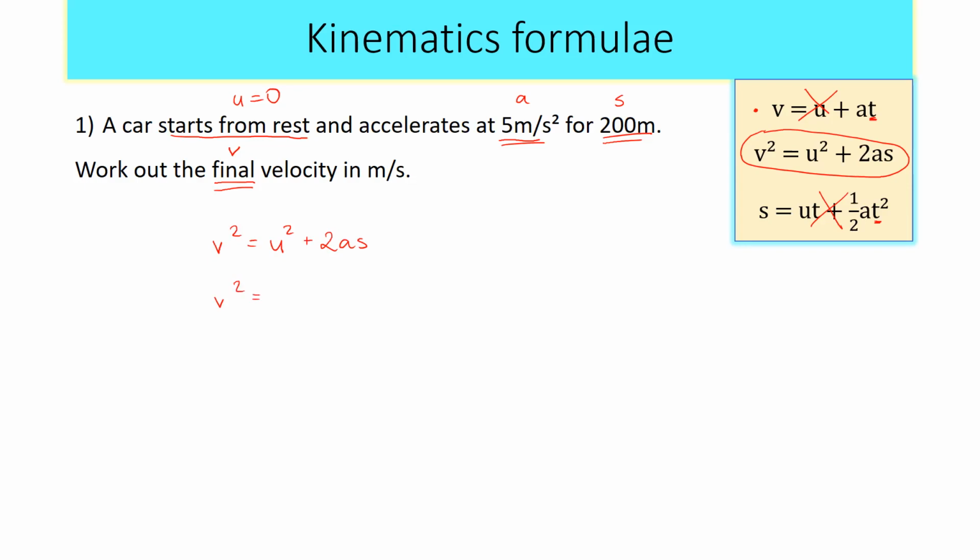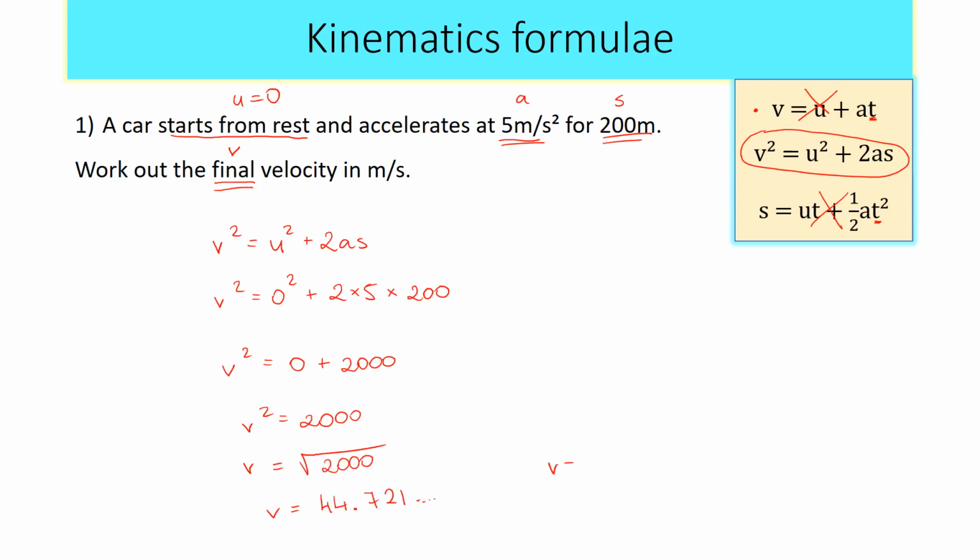Now we substitute the values into our formula. u is equal to 0, so that's 0 squared plus 2 times 5 times 200. v squared equals 0 plus 2000, so v squared equals 2000. Now to find the value of v, we need to square root both sides, so we need to find the square root of 2000, and v equals 44.721 and so on. So that is 45 meters per second to the closest whole number.